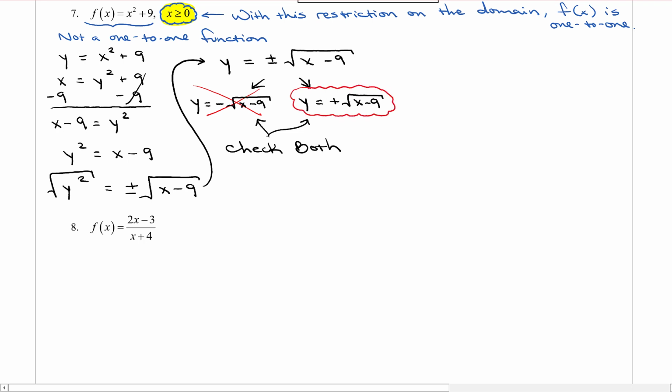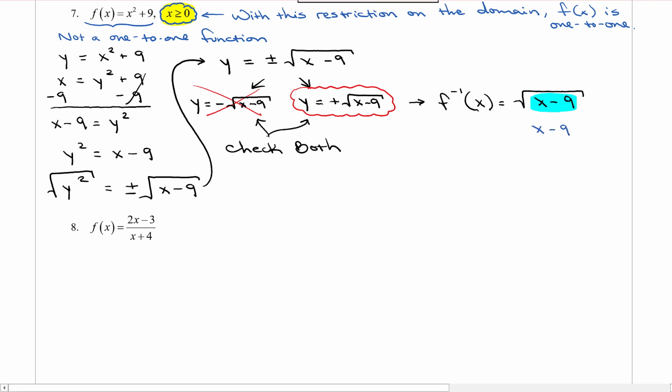Okay, I'm going to cross out that y equal to the negative square root of x minus 1, and the only one I care about is the y equal to the positive square root of x minus 1, but we have to still rewrite this with the correct notation. F inverse of x is equal to the square root of x minus 9. That's what we're going to box in. Okay?